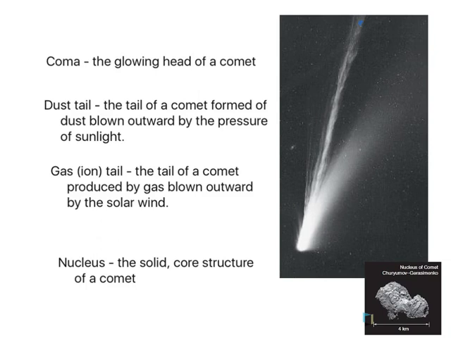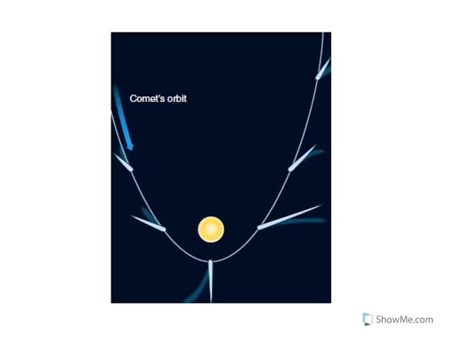It is the gas and dust released by the comet's icy nucleus that produces a head, or the coma, of the comet, and that gas and dust is then blown outward away from the comet, and it is pushed outward to create the dust tail by the sun's pressure, the solar radiation pressure, and the gas tail is pushed outward by the solar wind.